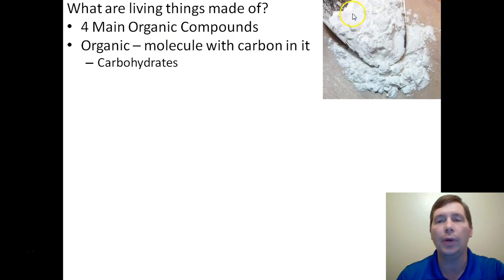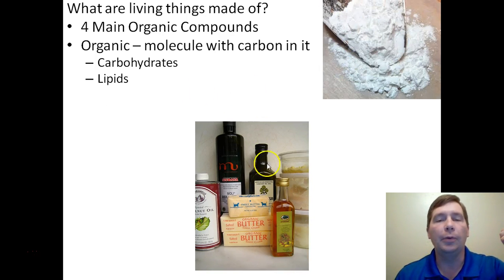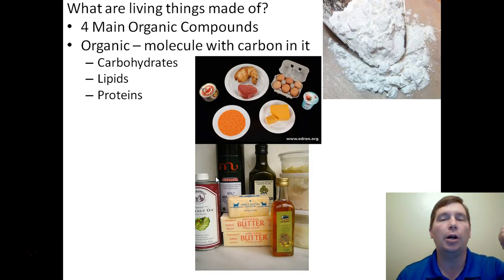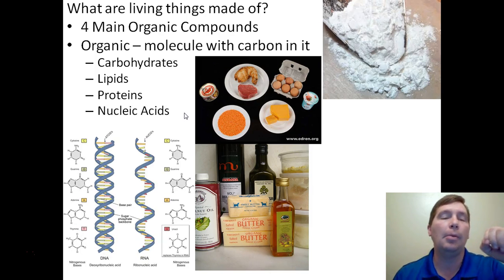Well, first one is carbohydrates. These are sugars. Another one is lipids. Lipids are oils and fats. So some examples: any cooking oil or butter or fat, that's a lipid. Third one is proteins, and proteins are things like meat and cheese, and eggs have a lot of protein in them. And then the last one is nucleic acids. Nucleic acids are DNA and RNA.